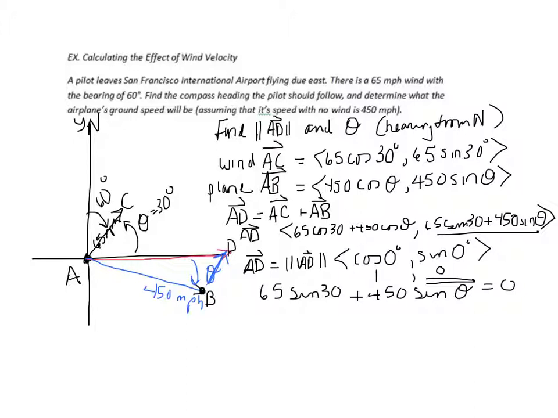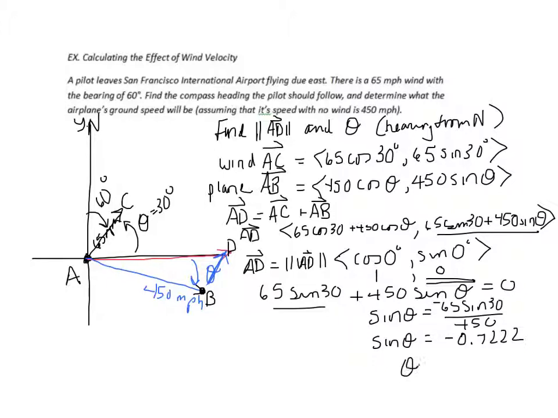When I subtract the 65 sine 30 and divide by 450, sine theta would be negative 65 sine 30 divided by 450, because I'm subtracting. That's going to equal negative 0.7222 if I do that in my calculator. And then theta would be negative 4.14 degrees. So that's what I have found here, negative 4.14 degrees.